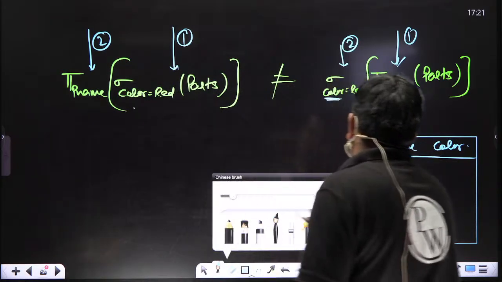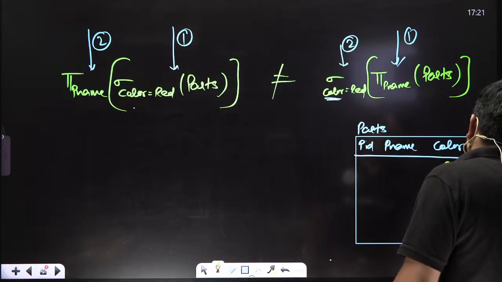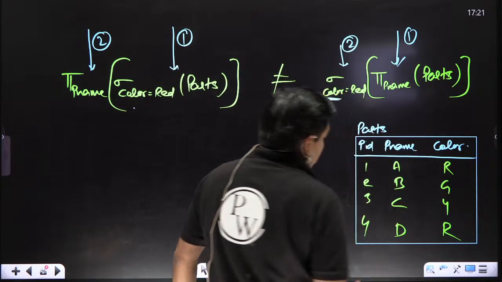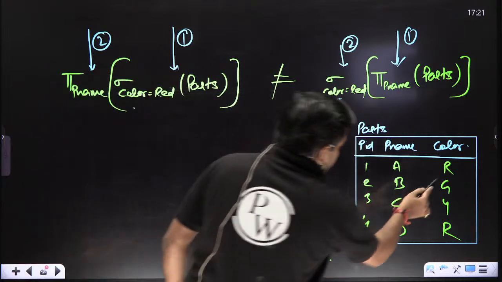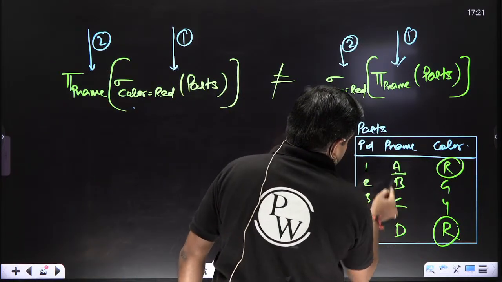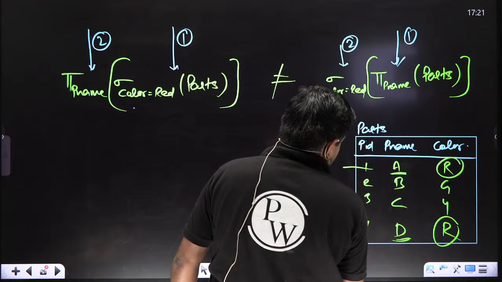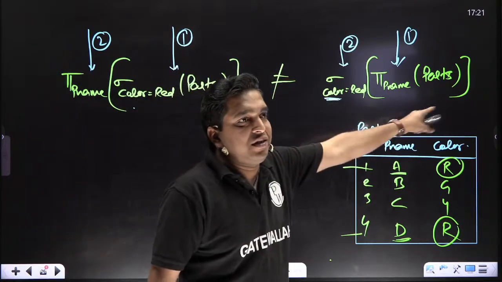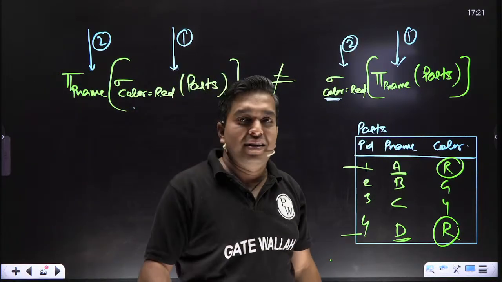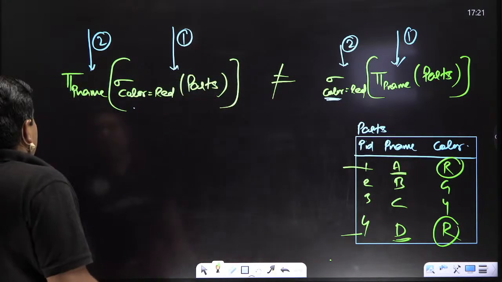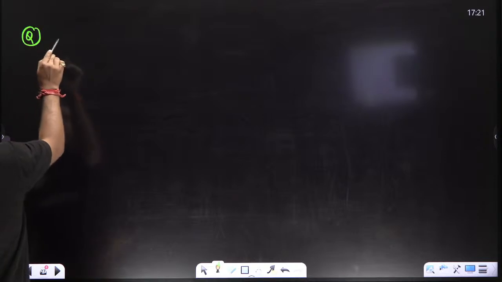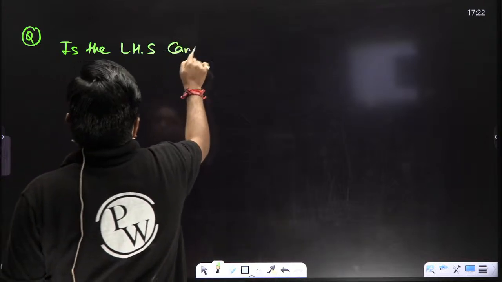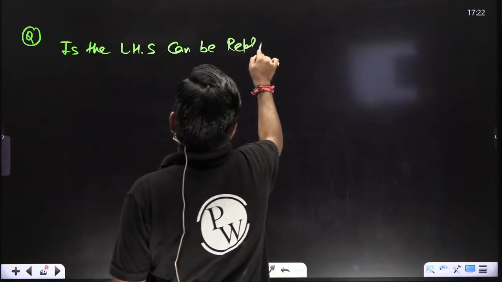For example, take colors red, green, yellow, red, with parts A, B, C, D, and IDs 1, 2, 3, 4. First you find the red color ones, then apply the condition, and you will get A and D. But if you project first, then you are not able to apply the condition. Clear? Now listen to my question. This question was asked in a competition: can the LHS be replaced by the RHS or not?